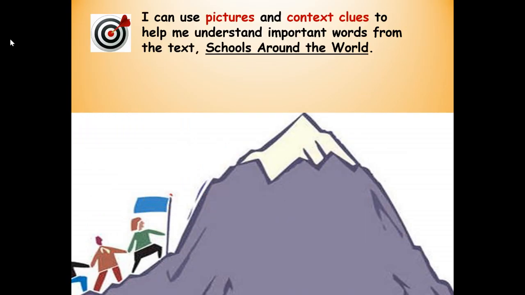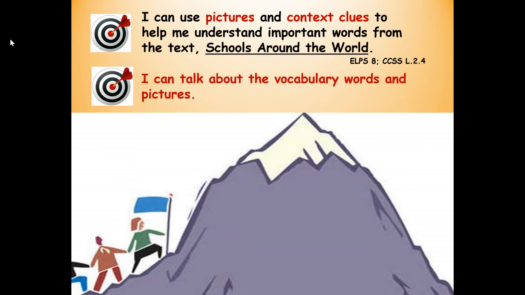So here's our learning target. I can use pictures and context clues to help me understand important words from the text, Schools Around the World. And our second learning target is I can talk about the vocabulary words and pictures.